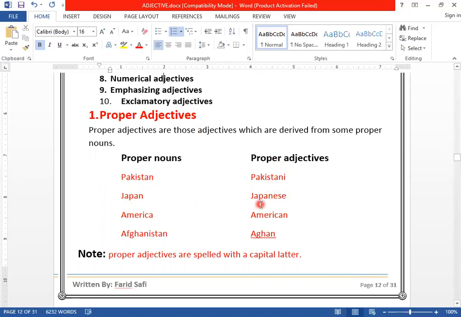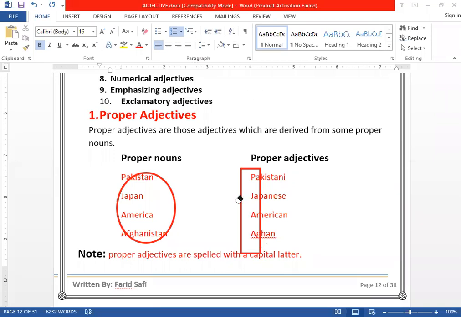Like Japan, it's Japanese. America, American. Afghanistan, Afghan. Clear? So remember, proper adjectives are like proper nouns. Proper adjectives also start with a capital letter. The first letter of it will always be capital. You can see the first letters of these are always capital. Like Pakistani, Japanese, American, Afghan, whatever place in a sentence you want to use them, they will always start with a capital letter.